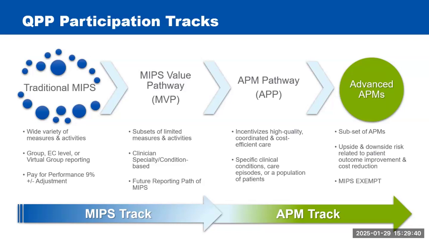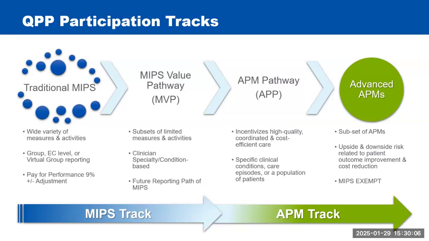Additionally, we also have the APP, or the APM Performance Pathway. This is for those clinicians and organizations that are part of an accountable care organization, an ACO. If you're part of Medicare Shared Savings, which is one of the most common ones that we see here in the state of Kentucky, typically your organization would report the APP.